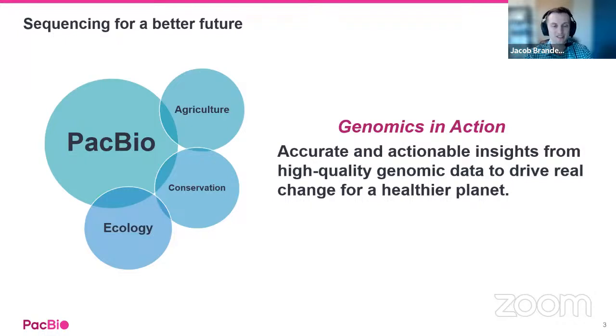And so before we get started, here at PacBio, we break plant and animal sciences into 3 main categories. So we have agriculture, conservation, and ecology. For the focus of this talk, it's going to mostly be that conservation and ecology space. And we have an overarching theme of genomics in action. And so everything we try to do in the plant and animal space really fits into driving actionable insights from high quality data to really help drive change for a healthier planet.